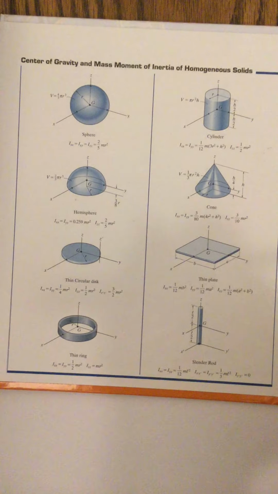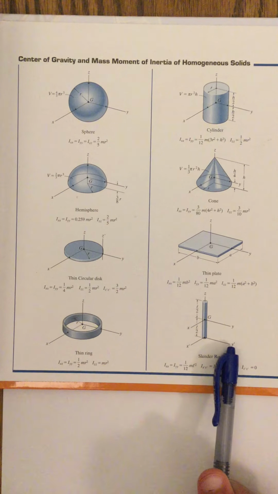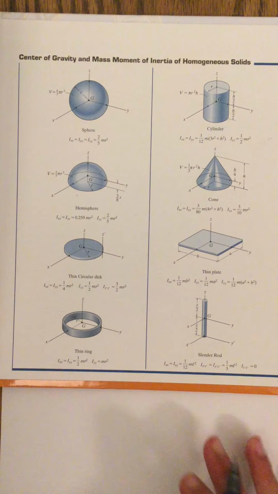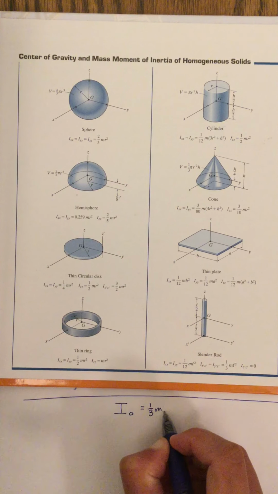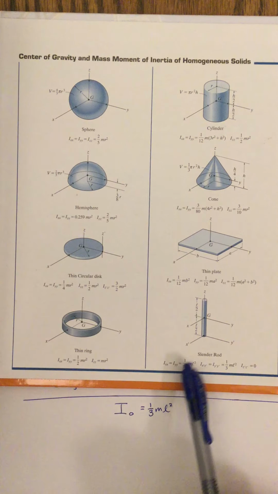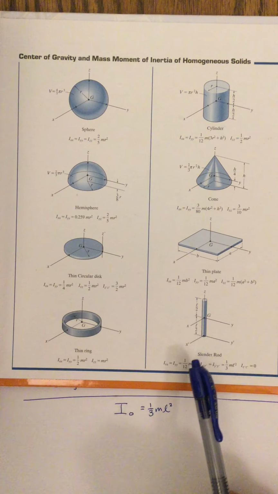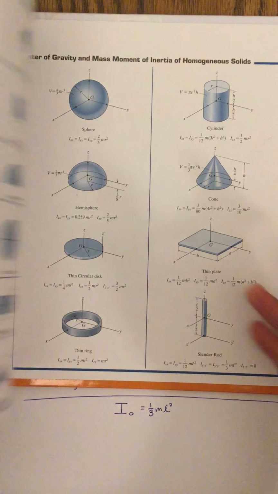Conveniently, if you look in the back of the book, they give you the moment of inertia about one end of the rod. That's either the x prime axis or the y prime axis. That is 1/3 ml squared, where L is the length of the rod. You could also find this by using the moment of inertia about the center of the rod and using the parallel axis theorem to get the moment of inertia about one end of the rod.